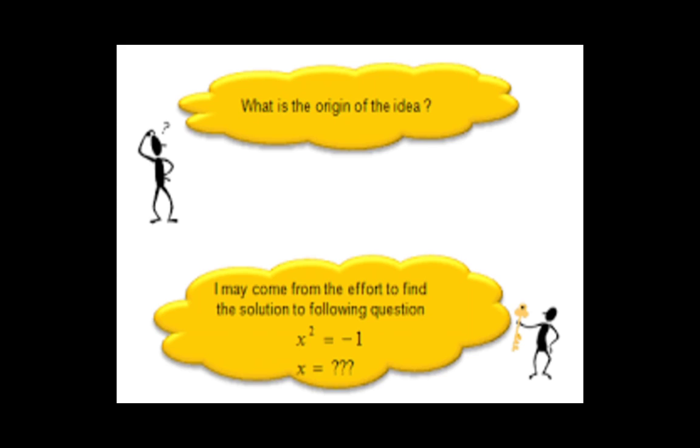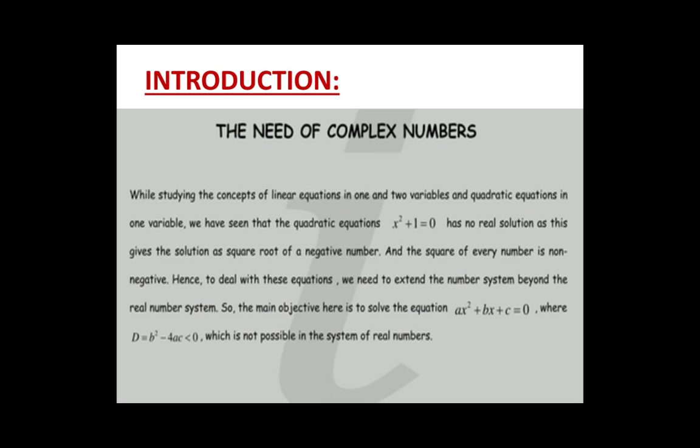Now the very first thing is, what is the origin of the idea of complex number? So here is the answer. It may come from the effort to find the solution to the following question. The question is, if x square equal to minus 1, then what will be the value of x? So here is the introduction of complex number, or we can say the need of complex number.